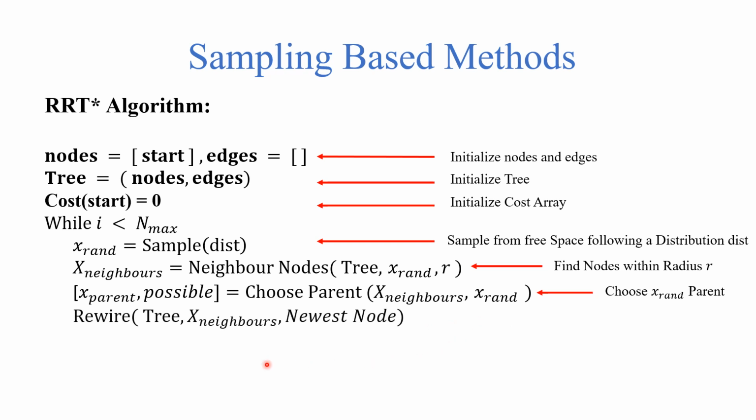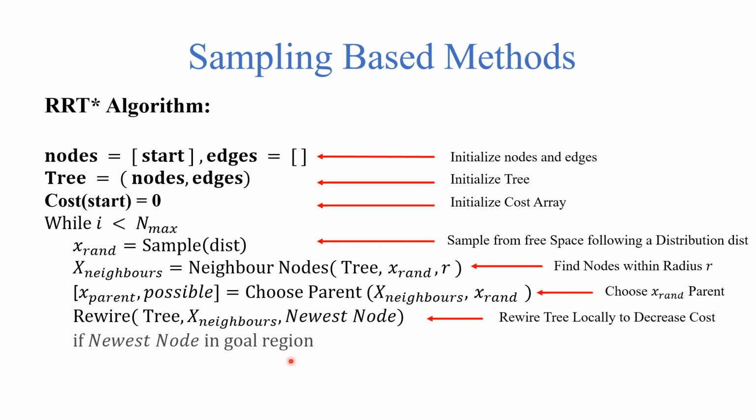Now, the other important operation here is the rewire, which makes some changes to the tree and tries to change the edges locally in the xNeighbors set to decrease the cost of the neighbors as much as possible. Now, if the newest added node is in the goal region, then we just save the goal index and continue this whole operation for a maximum number of iterations n max. Then we return the path to the goal if found.